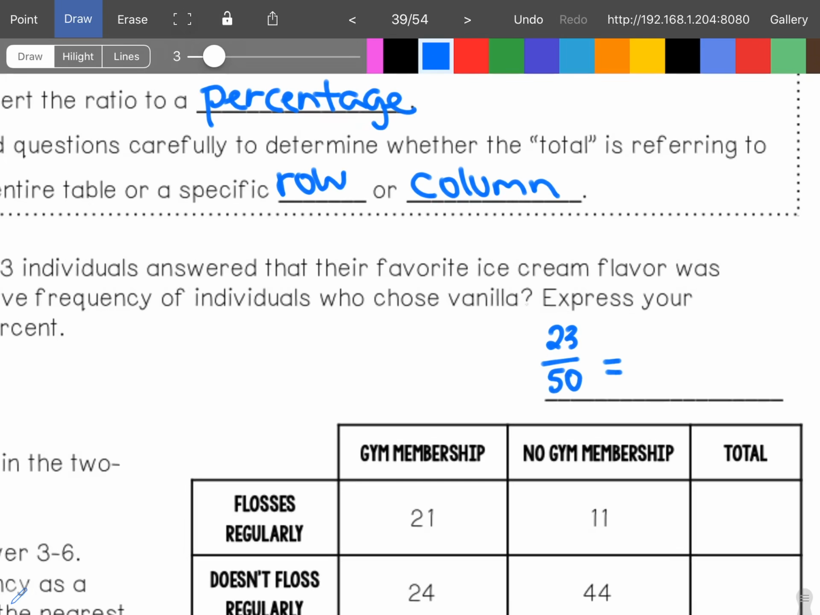And then in order to write it as a percentage, if you divide 23 divided by 50, it's going to come out to 0.46. And then remember, we have to move the decimal to the right 2 places, which is how we get 46%.